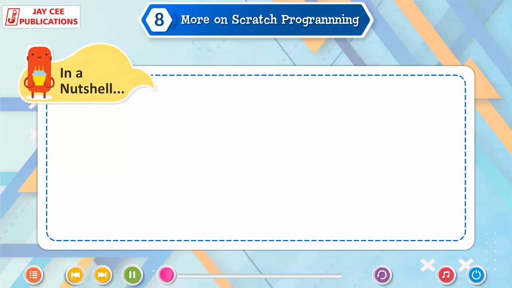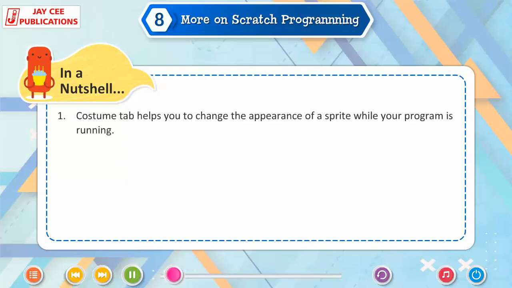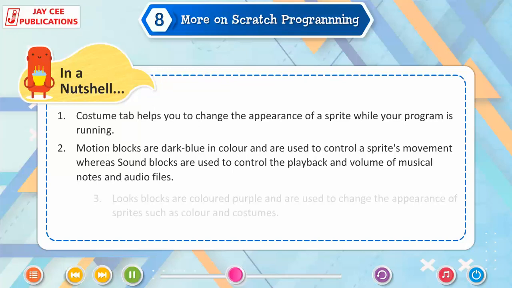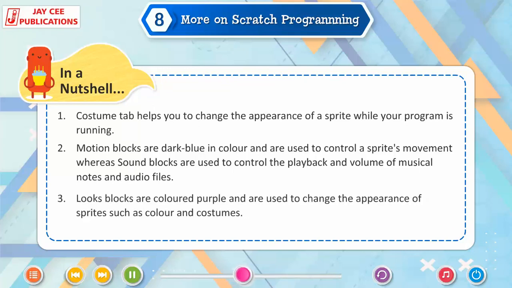In a nutshell, the Costumes tab helps you to change the appearance of a sprite while your program is running. Motion blocks are dark blue in color and are used to control a sprite's movement, whereas sound blocks are used to control the playback and volume of musical notes and audio files. Looks blocks are colored purple and are used to change the appearance of a sprite, such as colors and costumes.